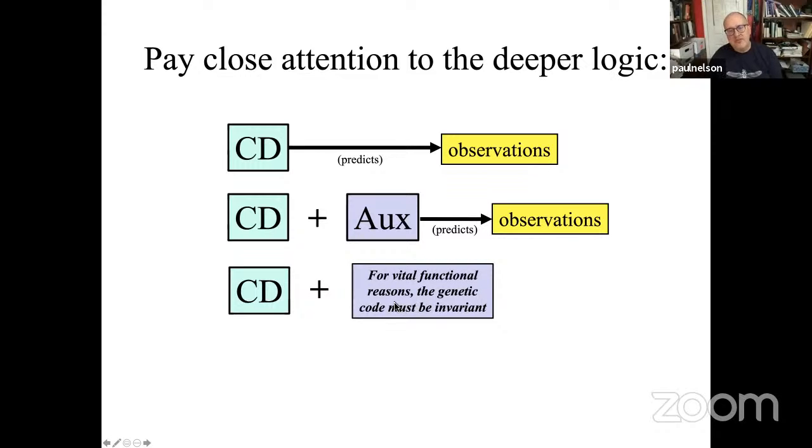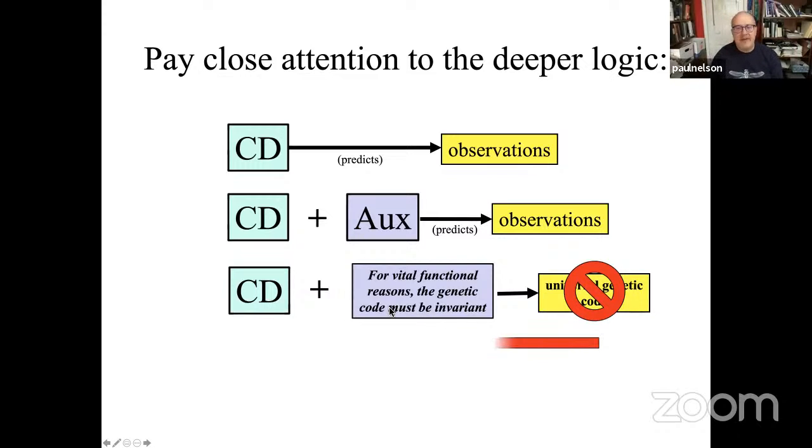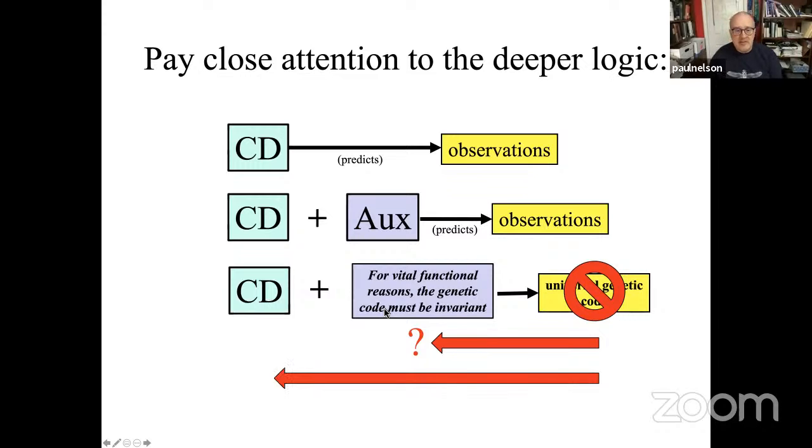So to give you an example, for vital functional reasons, the genetic code must be invariant. So strictly for the sake of argument, assume that this is the case. That allows you to predict the universality of the genetic code. Now, what happens when those predictions fail? Something over here in this theoretical coupling, in this bundle, must pay the price, so to speak, for that failed prediction. It could be the auxiliary theory is wrong, or it could be that common descent is wrong, or perhaps both. But something over here has got to pay the price.